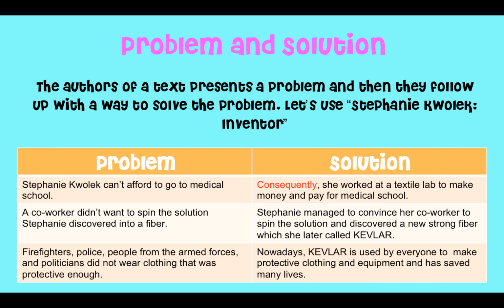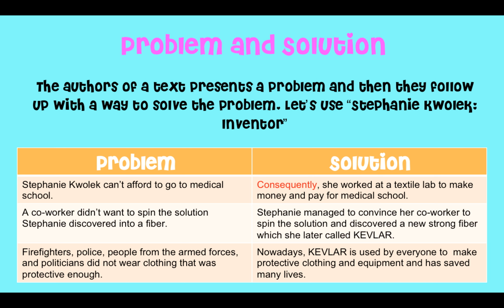A couple of the problems that we noticed that Stephanie Kwolek faced in the text. Remember, Stephanie Kwolek, it's a biography, so it's nonfiction. Okay, that means that this is somebody who really existed. This is somebody who really did find that material to build the Kevlar, which is that protective material. So this is a biography. It's a nonfiction text. And Stephanie Kwolek faced a couple of issues, right? So one of the problems that she faced was that she couldn't afford to go to medical school. She wanted to be a doctor, but she just simply didn't have the money.